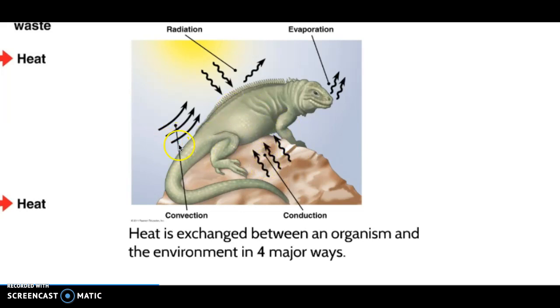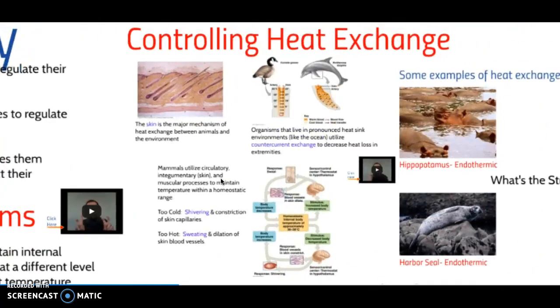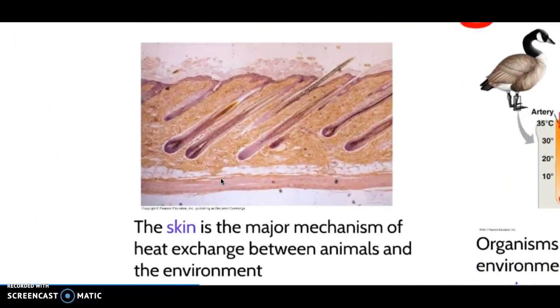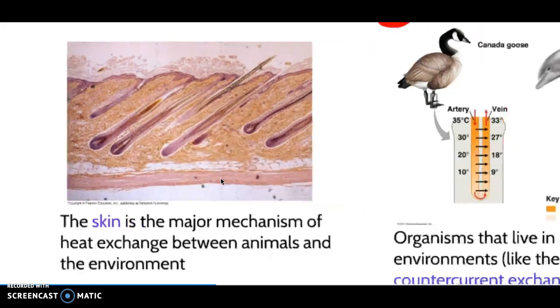And then there's convection, which is when the wind blows on this lizard, it could also give it a little more heat. So these are the 4 major ways that heat exchange can be done between an organism and an environment. Because for endotherms, we have to control heat exchange, and there are several ways for us to do that. We don't want to get too hot, and we don't want to get too cold. The skin itself is a major mechanism of heat exchange between the animals and the environment.